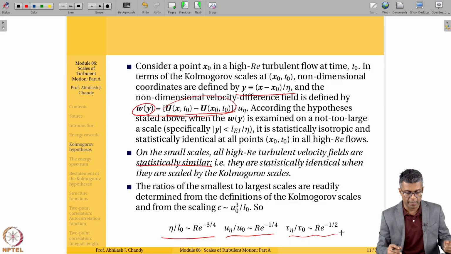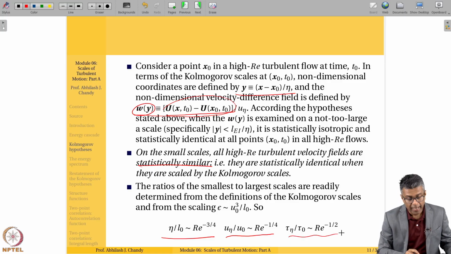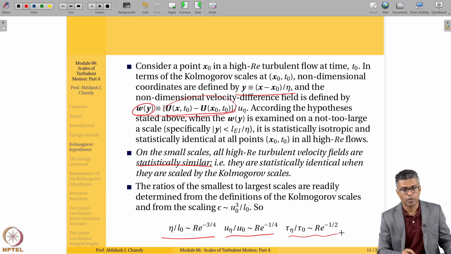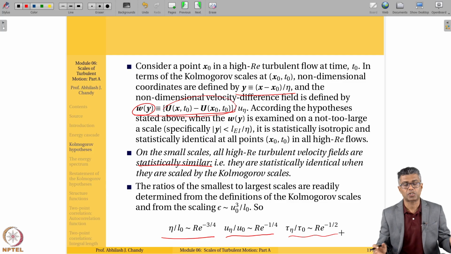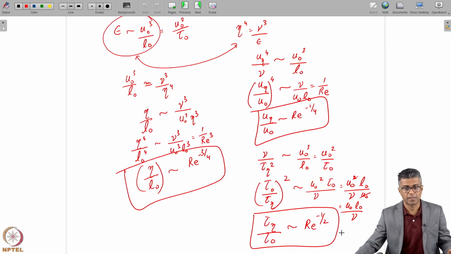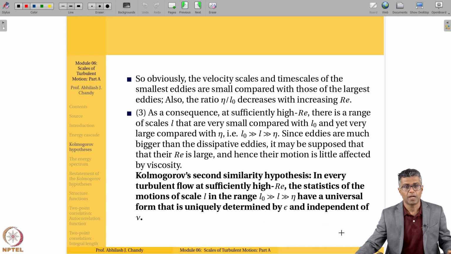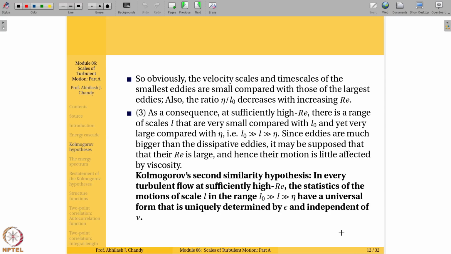So you see what I've done here. I have eta over L0, which is Re to the minus 3/4, u eta over u0, Re to the minus 1/4, and tau eta over tau 0, Re to the minus half. This is the smallest length scale to the largest length scale, the smallest velocity scale to the largest velocity scale, the smallest time scale to the largest time scale. That is what I've done here, isn't it? These three equations, as you saw, I derived. So what does this mean?